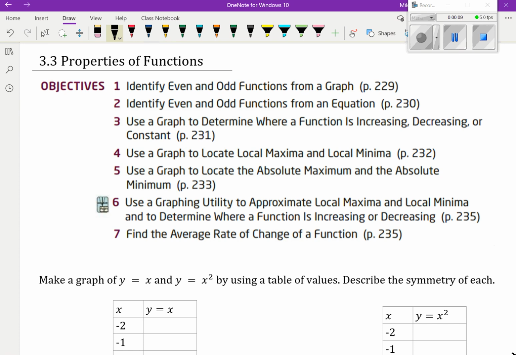We're looking at college algebra, and our objectives today: we're going to identify even and odd functions from a graph and an equation, determine whether a function is increasing or decreasing, or is it constant. We're going to locate maxes and mins today and talk about local max and local mins and absolute max and absolute mins. Take a look at doing some of this on a graphing utility, and then find the average rate of change of a function. Those are the ideas that we want to get accomplished today.